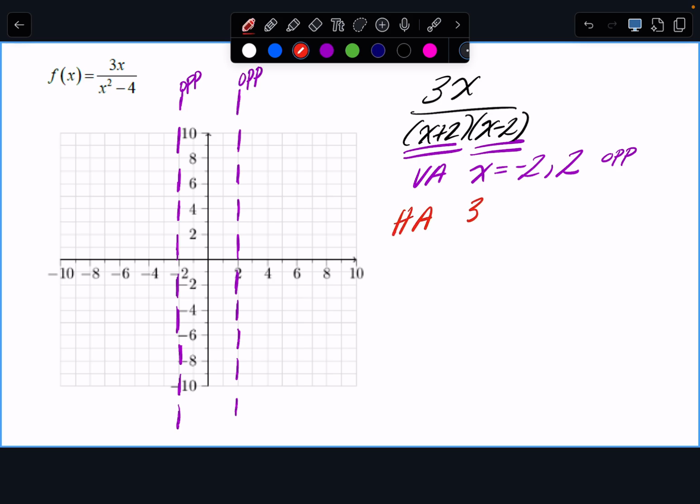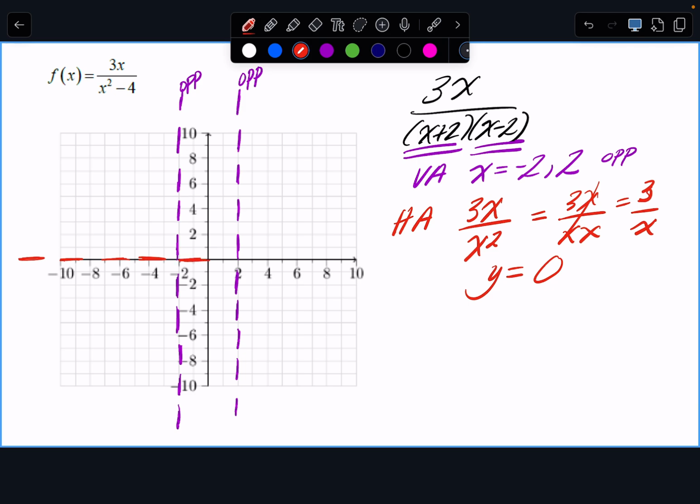Then we need our horizontal asymptote, which is leading term divided by leading term, which would be 3x over x squared, which would be 3 over x, which would be what? 0 again. There's been a lot of horizontal asymptotes at 0. It's just a coincidence. They're not at 0 all the time or anything.